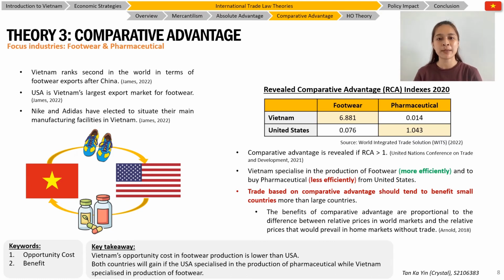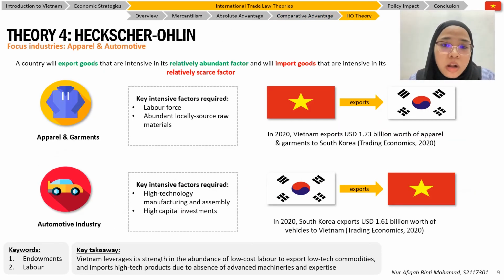It can be seen from the table that the RCA value of Vietnam in the footwear industry and USA in the pharmaceutical industry are both greater than 1, which shows that they have revealed comparative advantage in that particular industry. Both countries will benefit if Vietnam specializes in footwear and USA specializes in pharmaceuticals. Vietnam will benefit more from trade based on comparative advantage, which tends to benefit small countries more than large countries. Given the comparative advantage theory we discussed, Vietnam encouraged full export, which can be seen from the trade policy Vietnam practiced. Now let's move on to the Heckscher-Ohlin, or what I would call the HO theory.